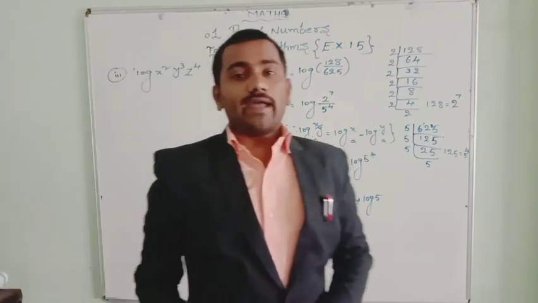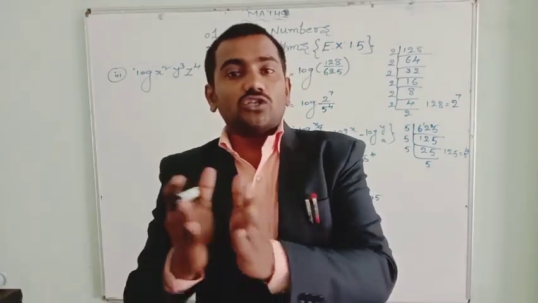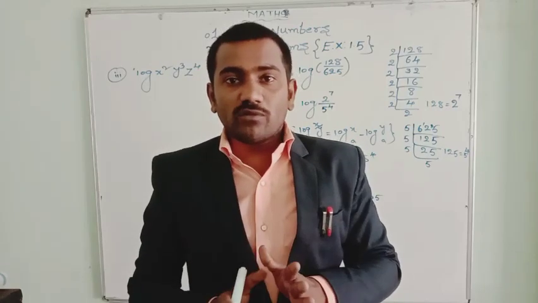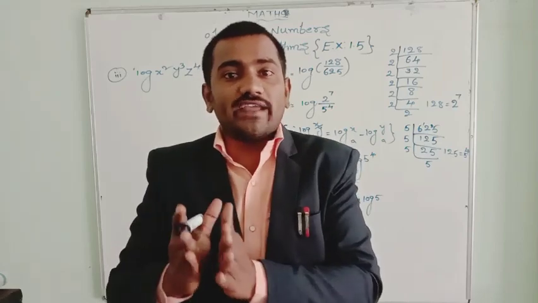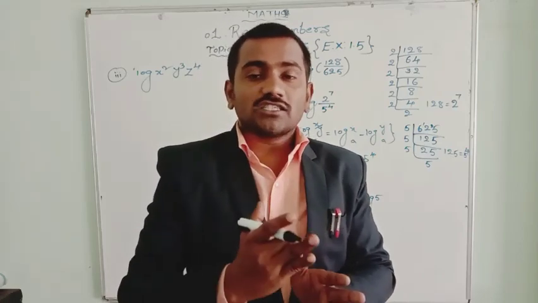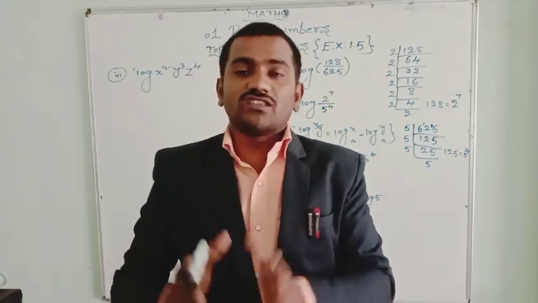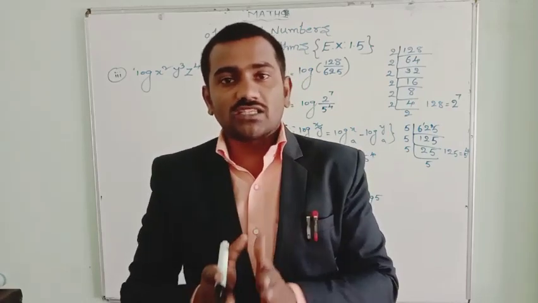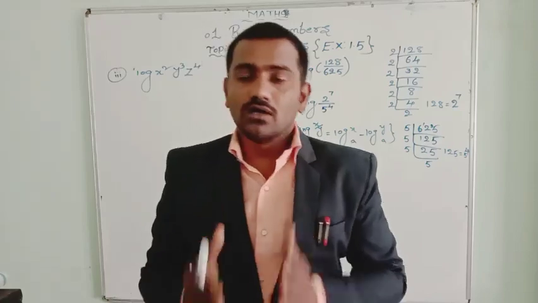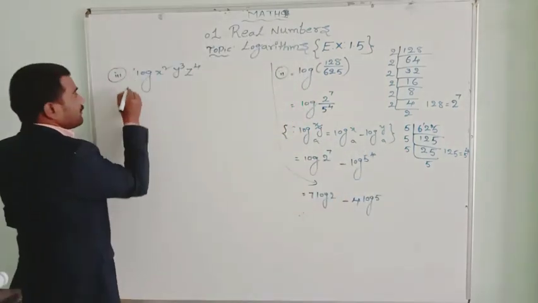It is in the form of log x into y into z. As we know the formula, log x into y can be expanded in the form of log x plus log y. Similarly, we get log x into y into z equal to log x plus log y plus log z. Okay, let's expand in that form now.